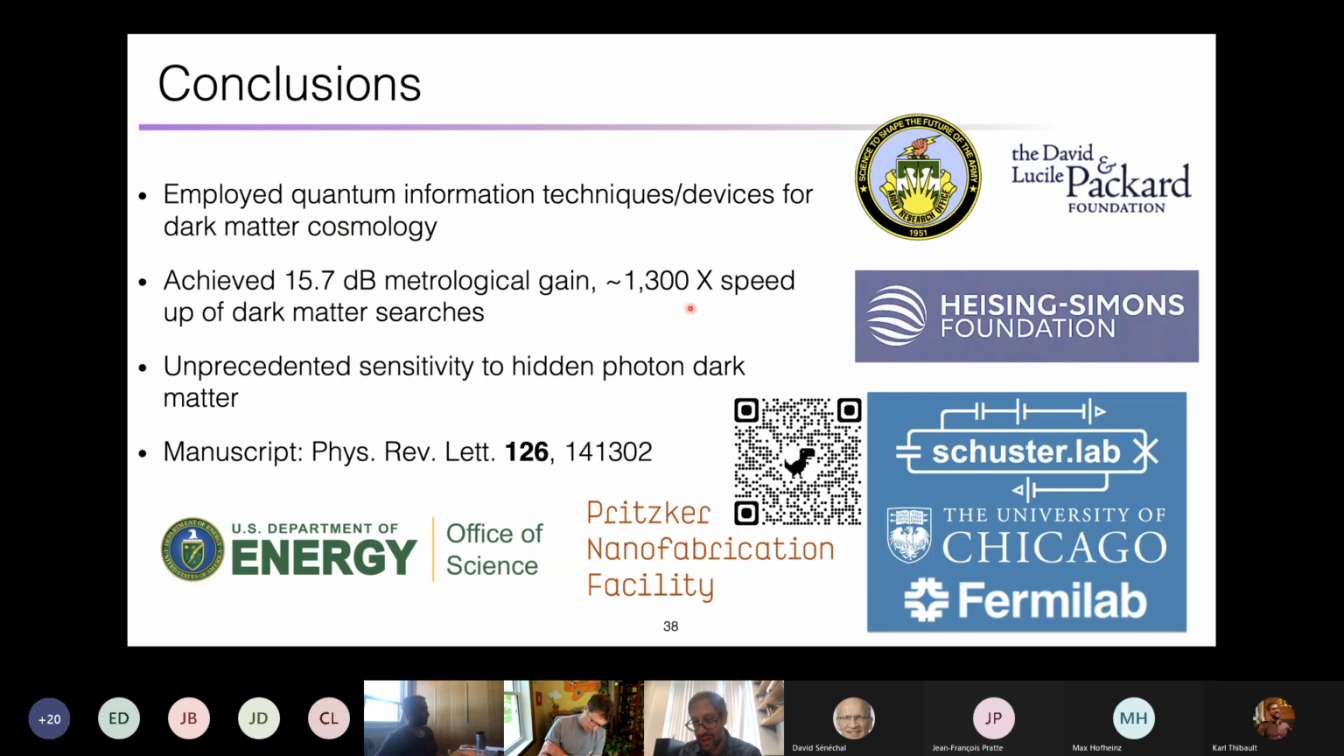I think it's actually pretty likely that this will go into the next generation of the ADMX search from, say, in the 3 to 30 gigahertz range. It's already, at least at one point, excluded a point of hidden photon dark matter. If you're interested, you can look at the paper. It was published pretty recently. Yeah, so it's been fun. I'm happy to take any questions.